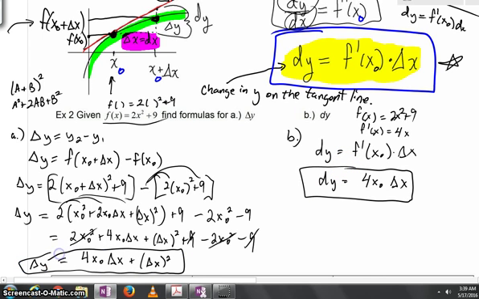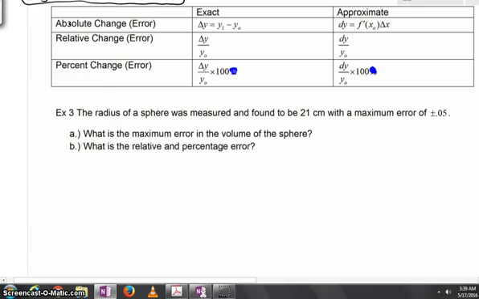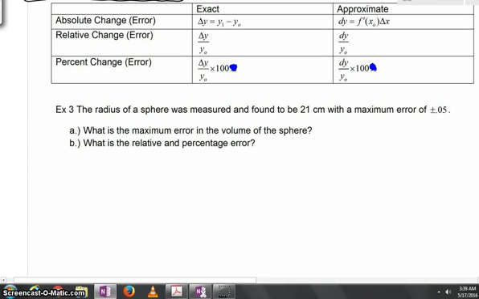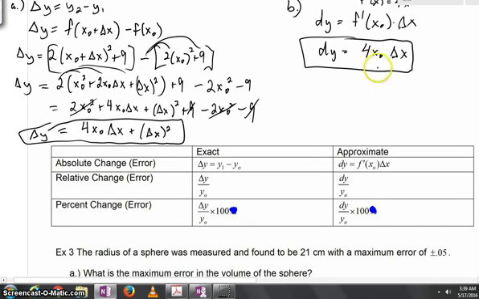That is a change in y also. However, it's the change in y on the tangent line. So very, very important for us to see the difference. By the way, also note the amazing similarity. Both of these do have a 4x naught delta x in them.